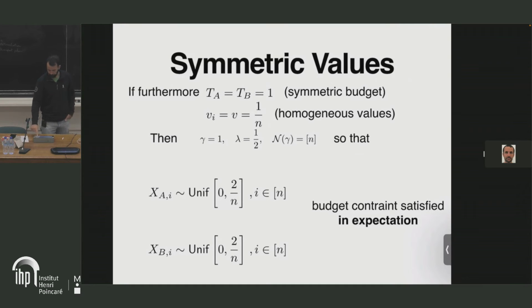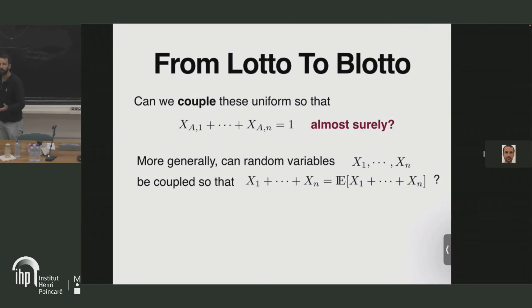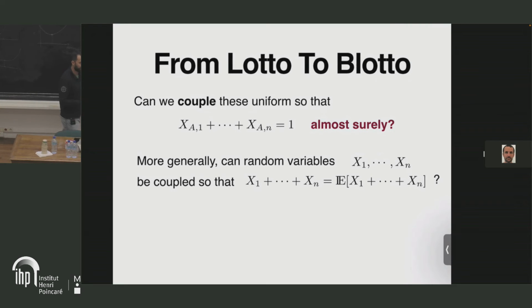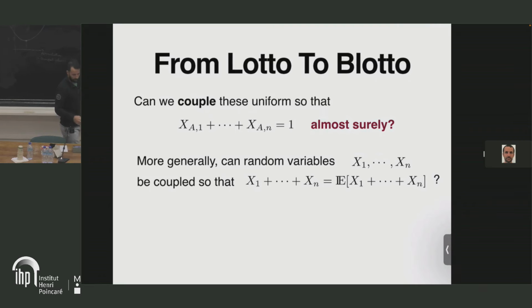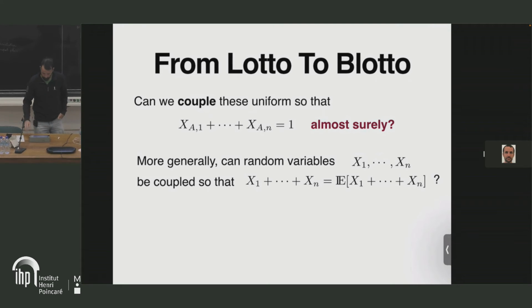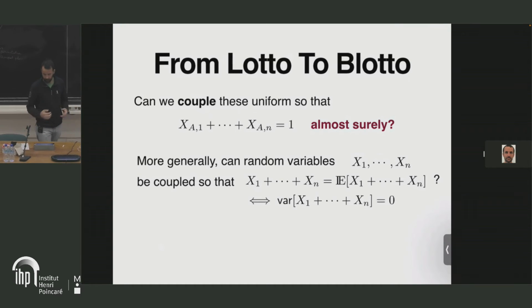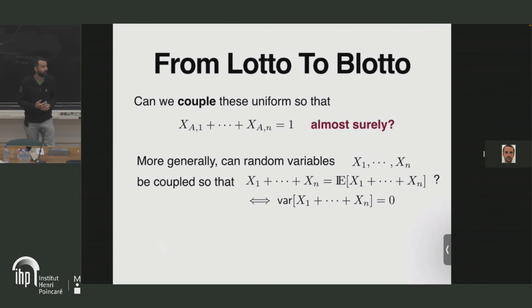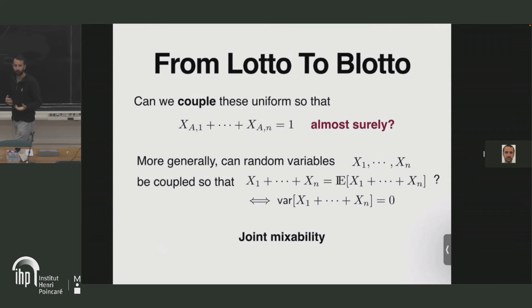And so the point here was to go from this Lotto solution to a Blotto solution. It's pretty clear when you just take a minute to think about it that if you have a Lotto Nash equilibrium and you are able to mix the random variables, then you get a Blotto Nash equilibrium. So we go from Lotto to Blotto by ensuring that we are able to couple these random variables so that the sum is equal to the expectation. And the sum being equal to the expectation is the same thing as asking the variance to be equal to 0. And this is known as joint mixability.